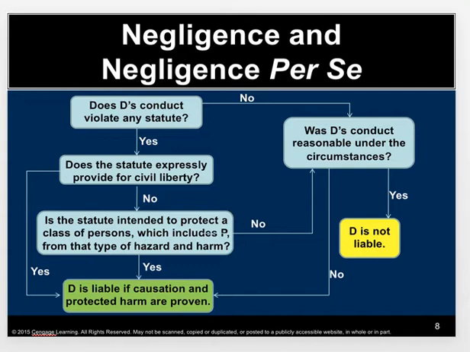So let's go back up to the first one, right? Because we remember we traveled under the no. So let's say that the defendant's conduct violates a statute, so that the answer is yes. Then we move down to the next question that needs to be asked. Does the statute expressly provide for civil liability? If the answer is yes, then you go back down to the bottom and figure out if the person was the cause of the harm and if there was actual harm.